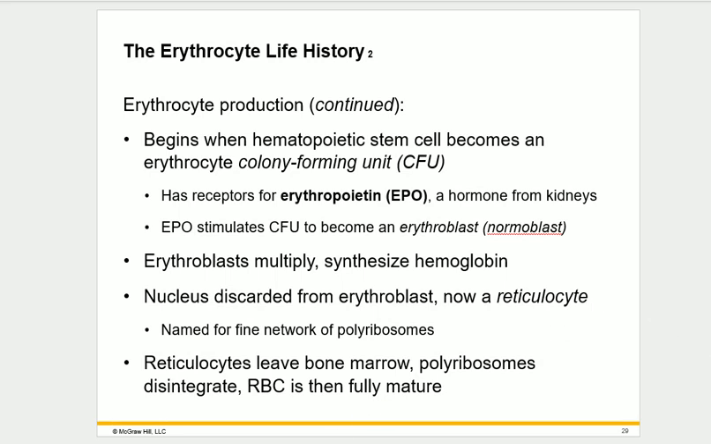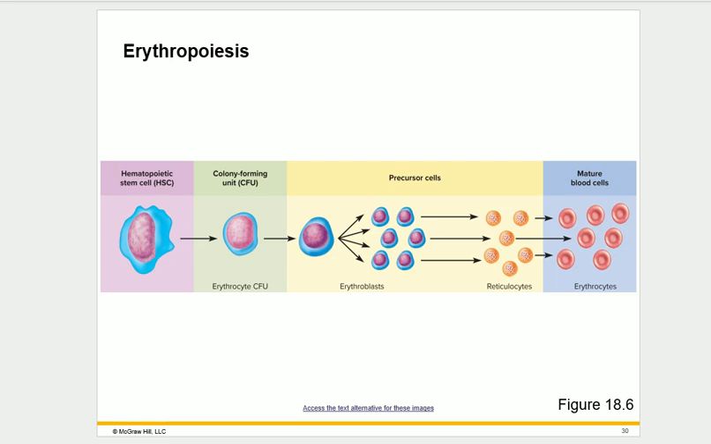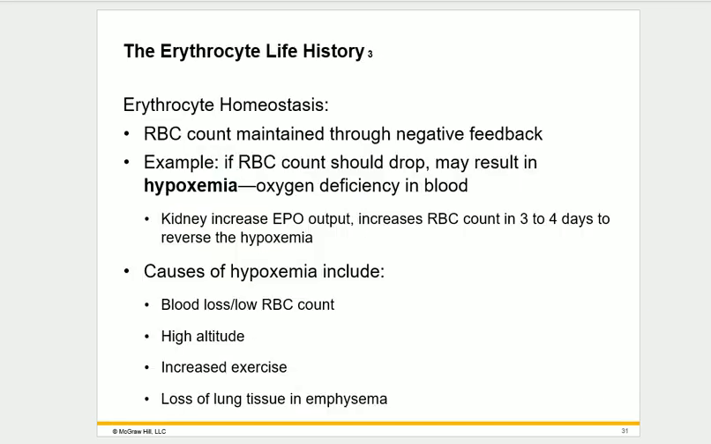So once the nucleus is discarded from the erythroblasts, we now call it a reticulocyte, and they leave the bone marrow and enter the circulating blood. In a day or two, the last of the polyribosomes disintegrate and disappear, and the cell is a mature erythrocyte, or a mature red blood cell. And this is a little pictorial for that. So HSC to CFU, precursor cells, erythroblasts, reticulocytes, to then mature red blood cells.